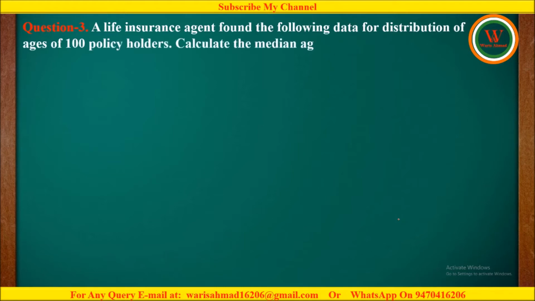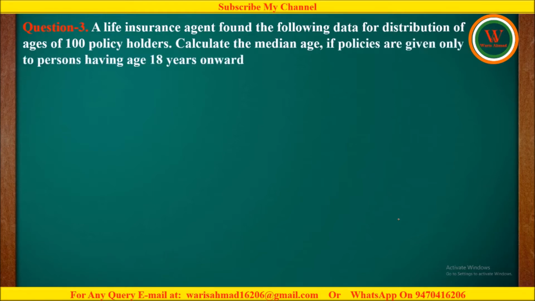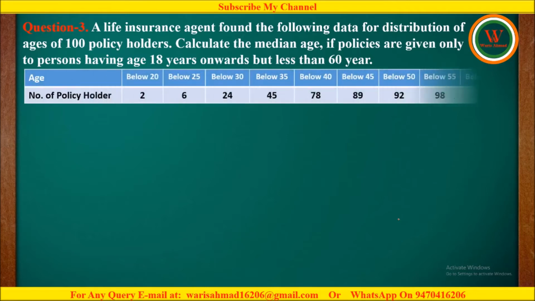Calculate the median age, if policies are given only to the persons having age 18 years onwards, but less than 60 years. The given data is age and the policyholders are given as follows. Below 20, the number of policyholders is 2. Below 25, the number of policyholders is 6, and so on.